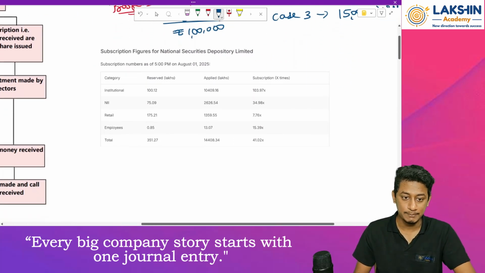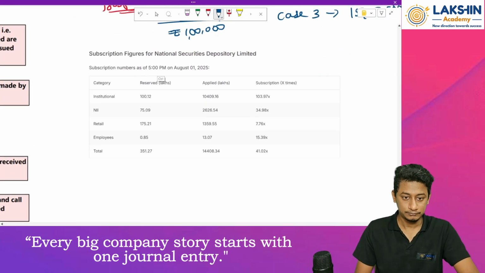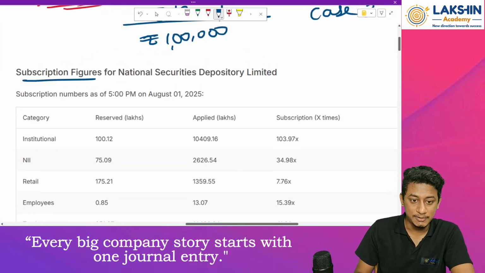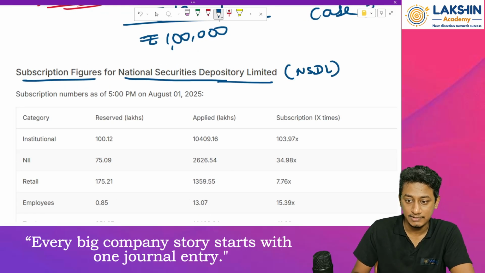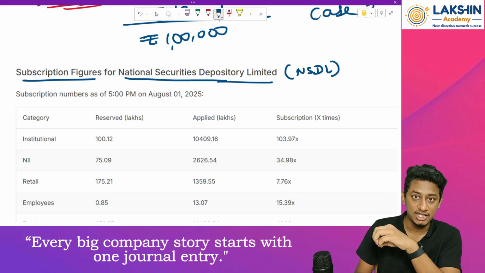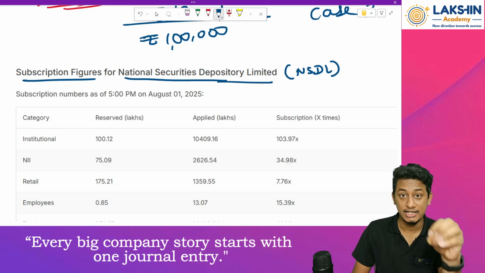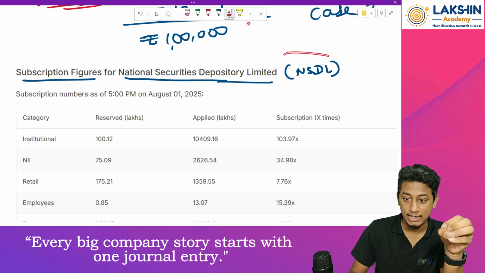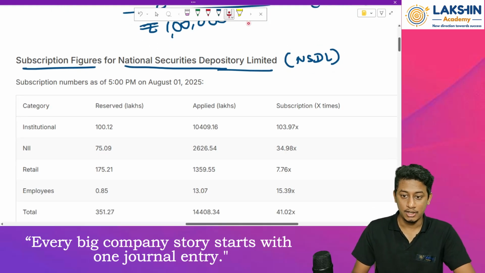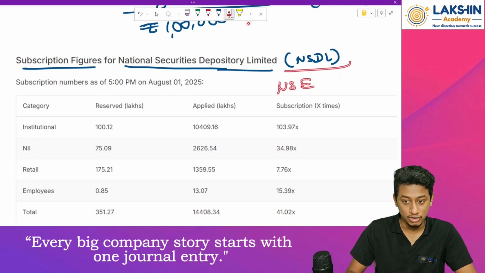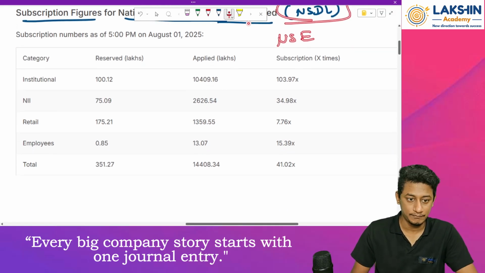I have a small example for you. These are subscription figures for National Securities Depository Limited, that is NSDL. NSDL is the entity which keeps the shares of the company. Clear? Whatever shares you have will be in demat form, in electronic form. That will be kept in NSDL. Right?